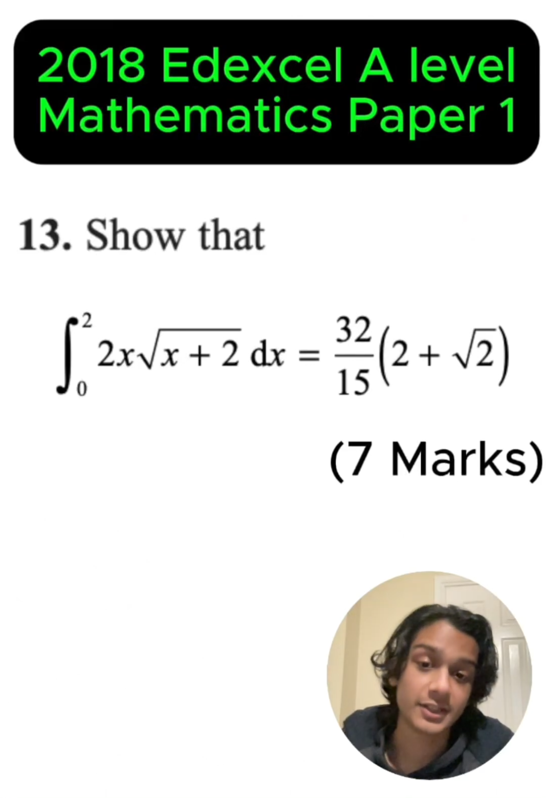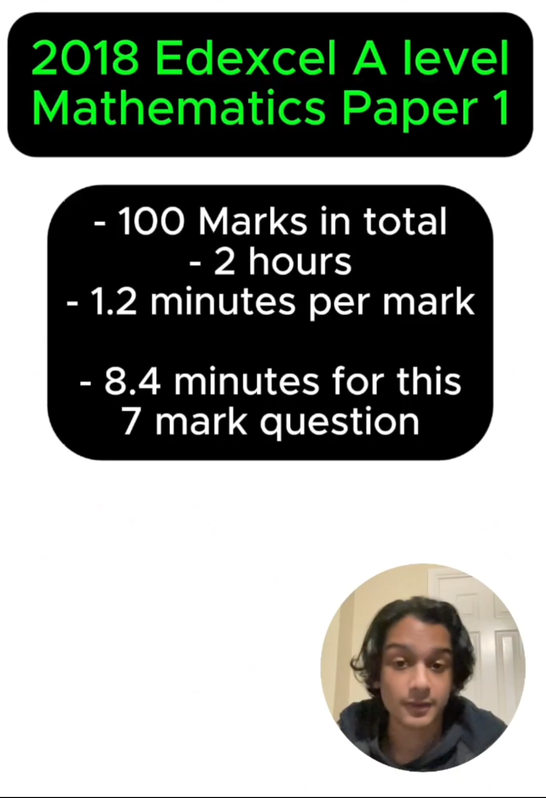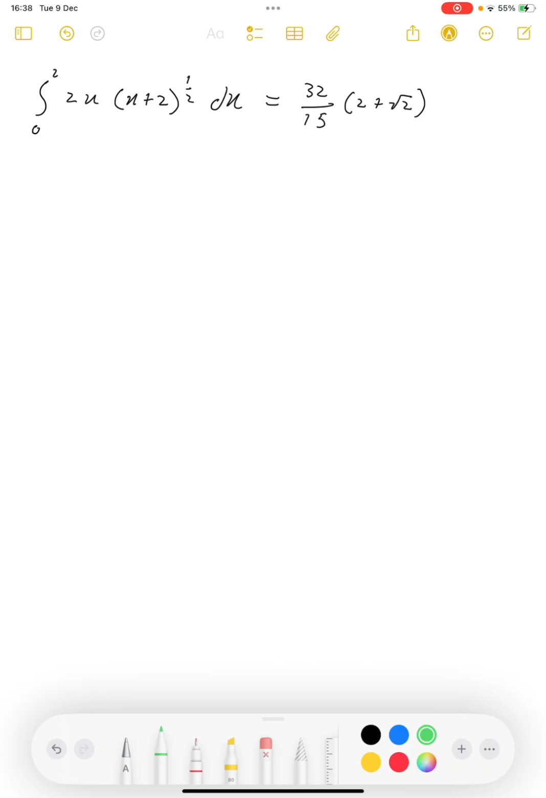Let's tackle question 13 of the 2018 Edexcel A-Level Mathematics Paper 1. This question is worth 7 marks, which gives us about 8 minutes to solve. Okay, at a first glance here, there are two ways to go about this. We could either use a substitution, or we can do it by parts. In this tutorial, we're going to do it by parts.